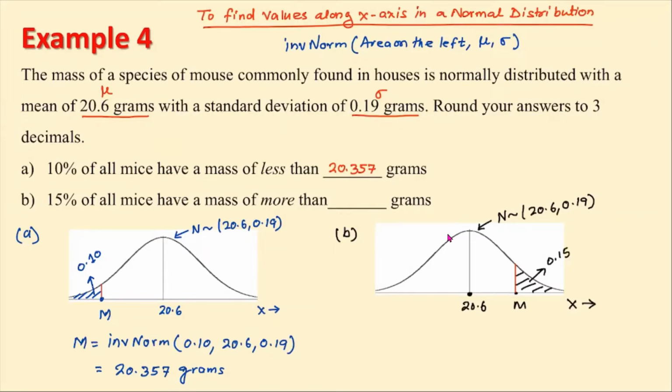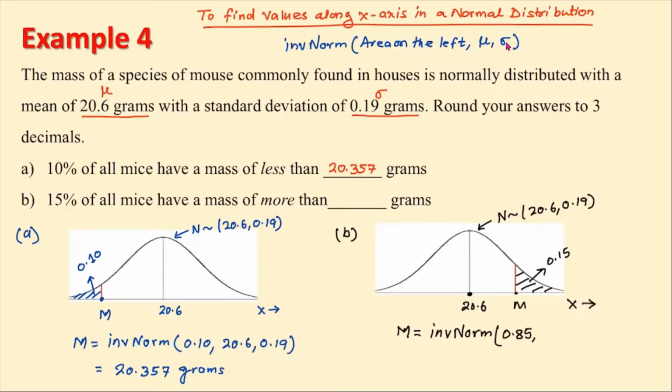So 0.15. Now in order to find this mass M, which is the value along the x-axis in a normal distribution, we use inverse normal. And then what we need is area on the left. Here, the area on the right is 15% or 0.15. Total is 100%. So on the left, you have 85%, on the right, you have 15%. That means area on the left will be 85% or 0.85, because we need area on the left.